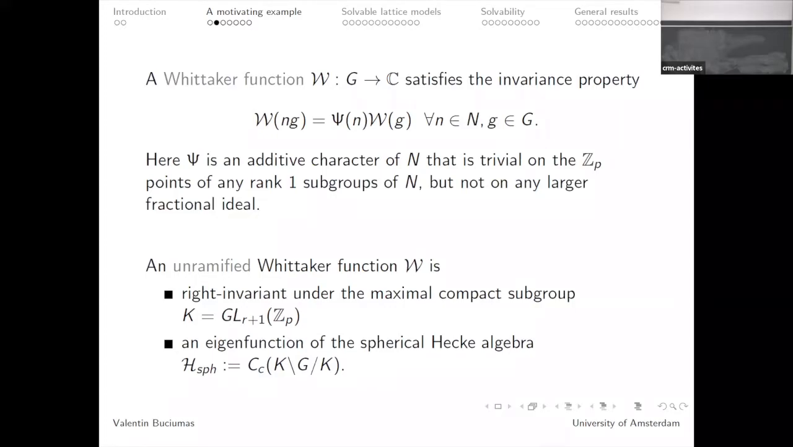I'm going to explicitly state what this character is. It satisfies some technical condition. But once this condition is satisfied, any character I take will produce more or less the same Whittaker function. So you might ask, is this definition dependent on the character? After I impose some condition on the character, the definition will not be too dependent on the character. So this is a very general Whittaker function.